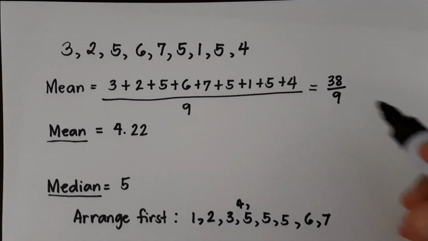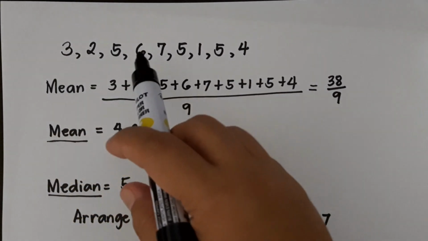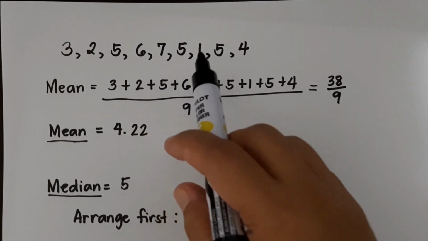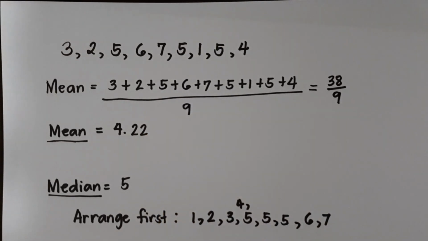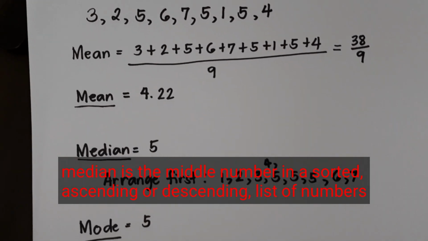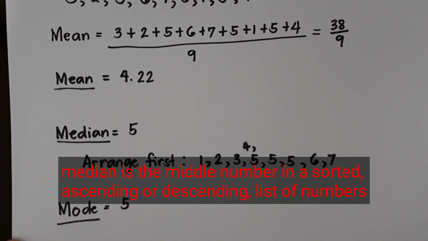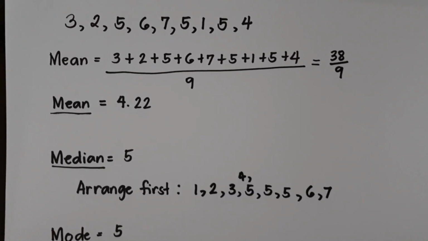of the data. So we have 1, 2, 3, 4, 5, 6, 7, 8, 9. So meaning you have 3 plus 2 plus 5 plus 6 plus 7 plus 5 plus 1 plus 5 plus 4 divided by 9, which is equal to 38 over 9. So that would be 4.22. Now to find the median, you have just to arrange the data first into ascending order.